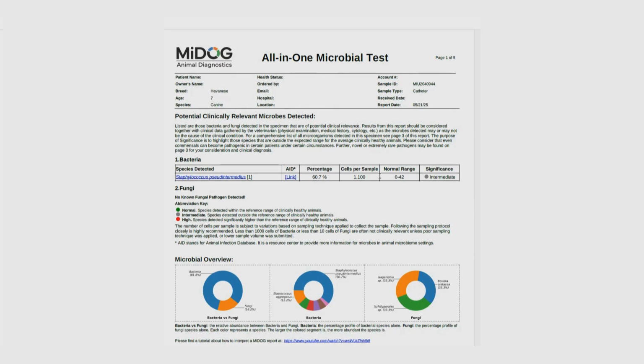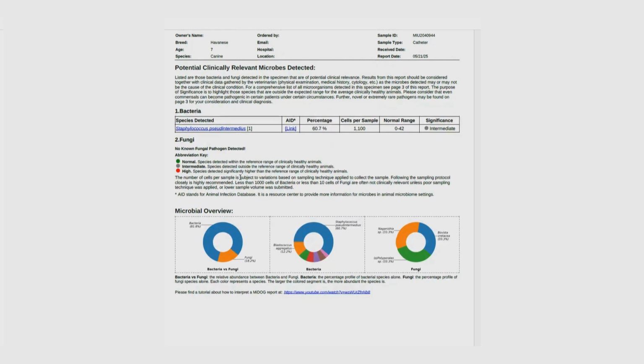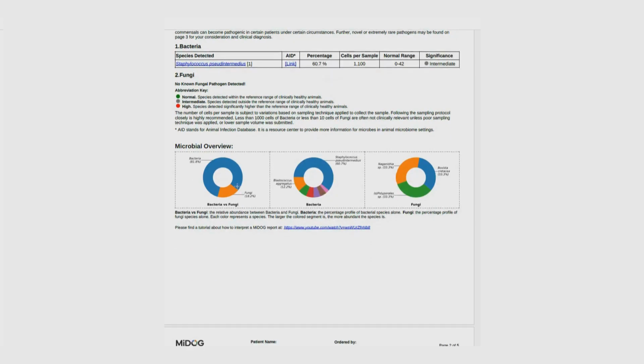Also in this table, we show the number of cells per sample and the normal range of this microbe. In this case, we expect 0 to 42 cells for Staphylococcus pseudintermedius. Just below this table, we show the clinically relevant fungi. In this example, there are no clinically relevant fungi detected.